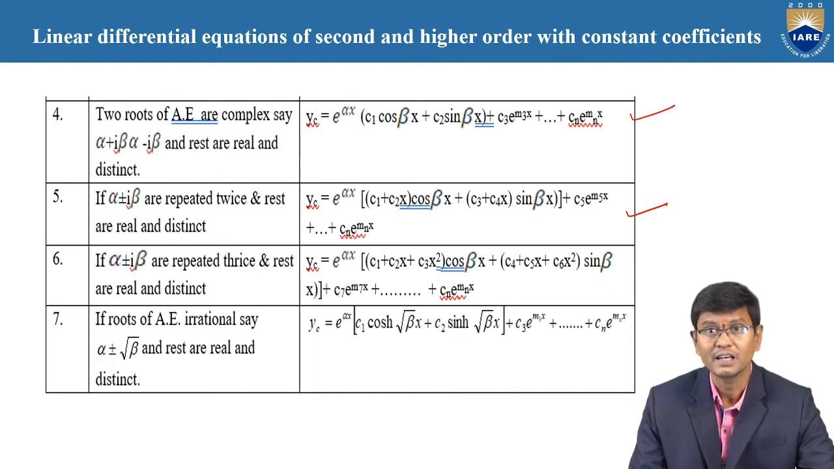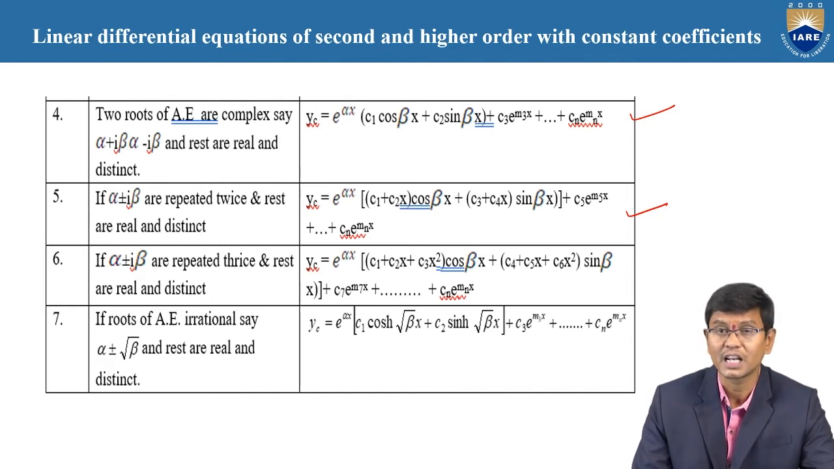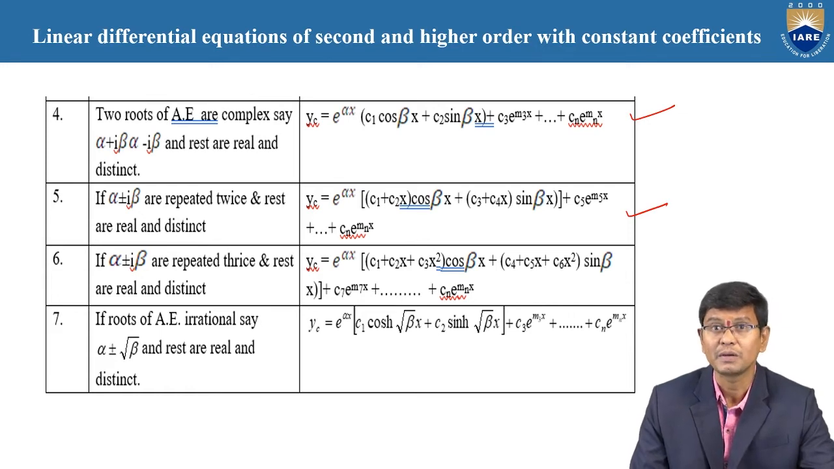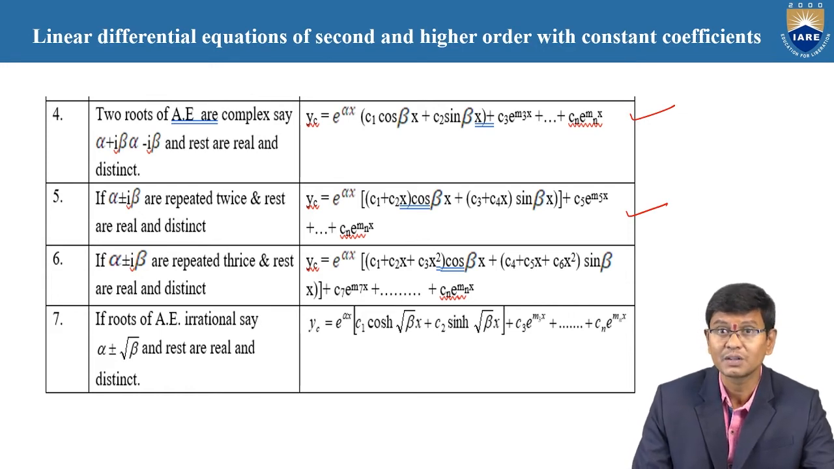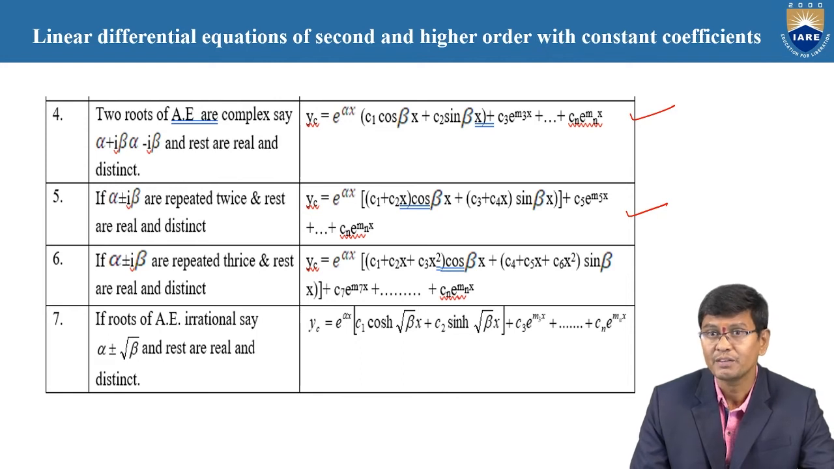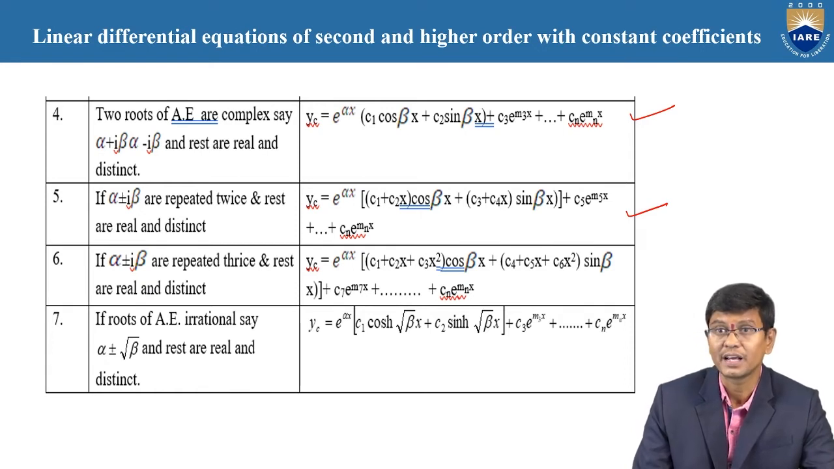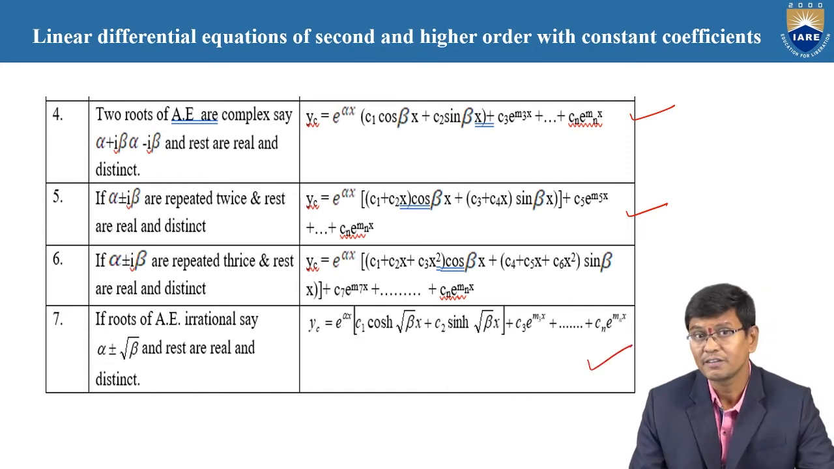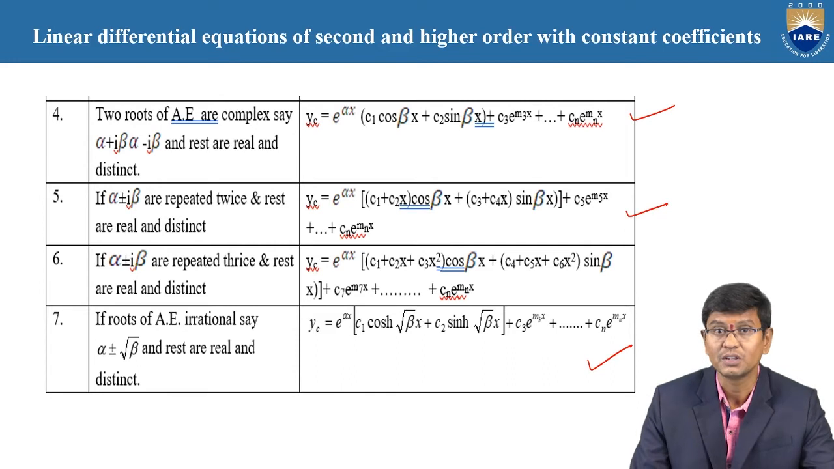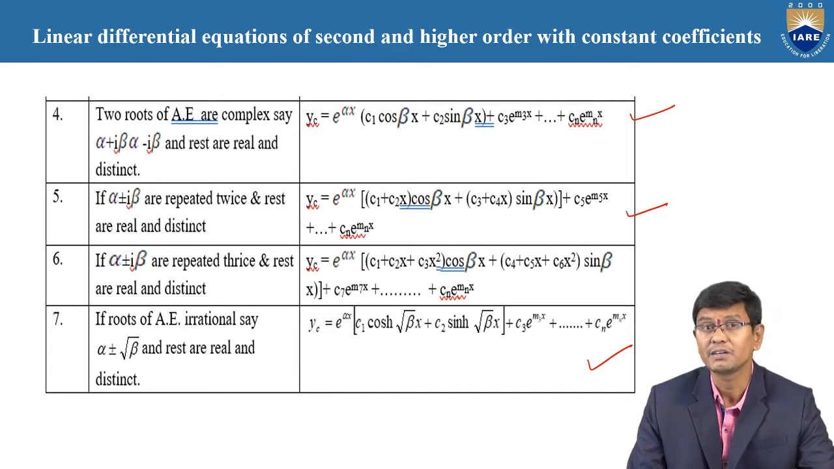Finally, if the roots of the auxiliary equation are irrational, that is alpha plus or minus root beta, and the rest of the roots are real and different, then here also you assume yc = e^(alpha x) (c1 cosh root beta x + c2 sinh root beta x) + c3 e^(m3 x) + ... + cn e^(mn x). These are the different categories for finding the solution with the help of the auxiliary equation.